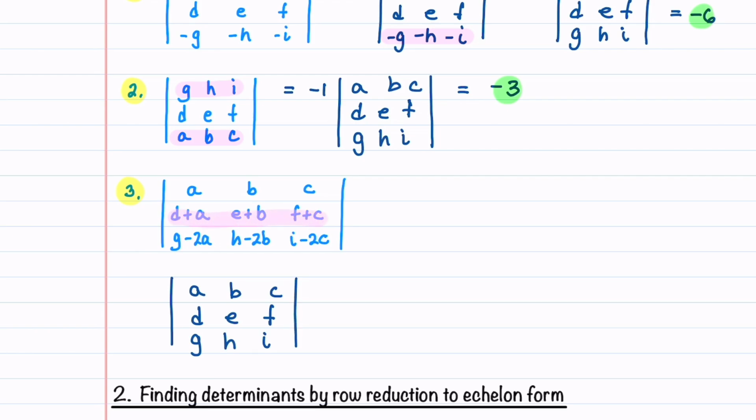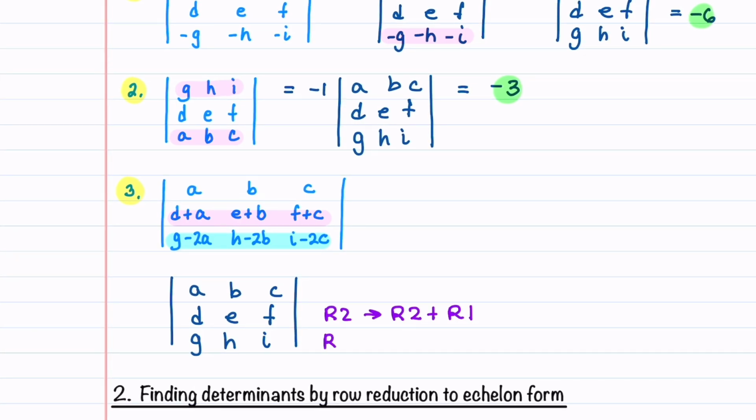If we look at row 2, we can see that in the original matrix, row 2 was replaced with row 2 plus row 1. If we look at the third row, we can see that row 3 has been replaced with row 3 minus 2 times row 1. Since row replacement operations don't change the value of the determinant, the answer for this determinant is just going to be the determinant of A, which is equal to 3.